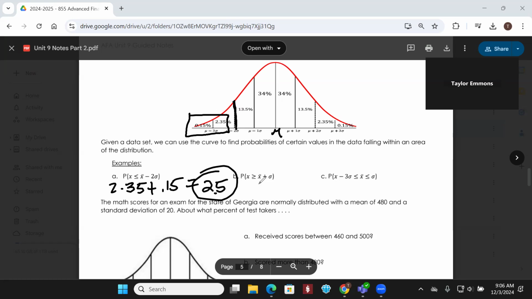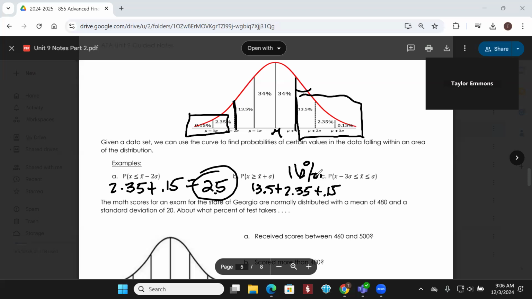On the next one, it says x plus sigma. So that's 1 standard deviation above. When we go here, we want above that standard deviation. So 13.5 plus 2.35 plus 0.15. When you add all that together, you get 16% of your data.